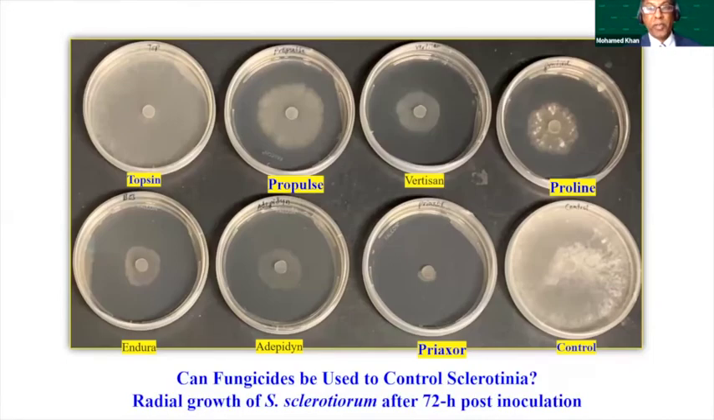We've done some work already in the greenhouse and in the lab, and I'm happy to say that Priaxor and Proline, compared to the control, you can see the control here, the fungus has grown, it's all white, look fairly good at controlling the disease. Vertisan as well, but we don't use this that much. Endura, another product from BASF, boscalid, looked fairly well, but Topsin, I was disappointed in it because it doesn't look much different from the check. This is in the greenhouse, this is in the lab. We'll see what happens in the field.